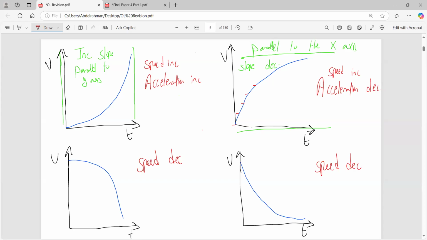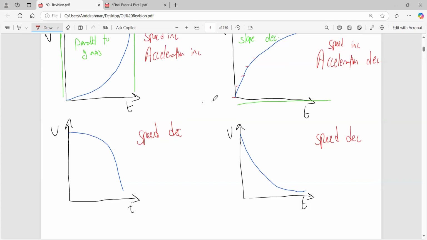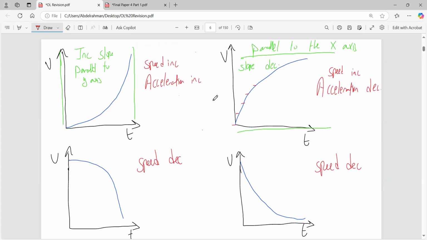Okay, what about these two other graphs? The speed is decreasing. How do I know? Using your eyes. The speed here had a larger value. Eventually the value of the speed or the velocity is decreasing. I have a question. In the first graph, this one here, the speed is decreasing. Is it the speed decreasing, or is it the slope?